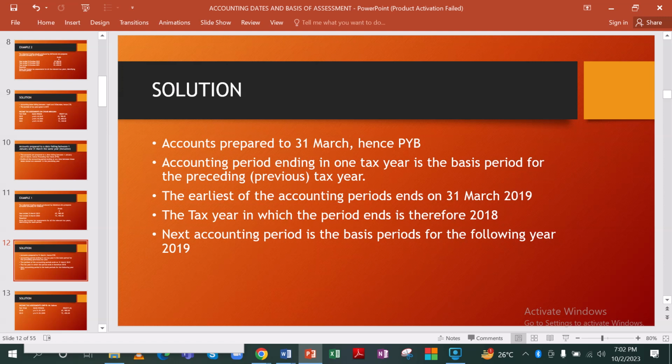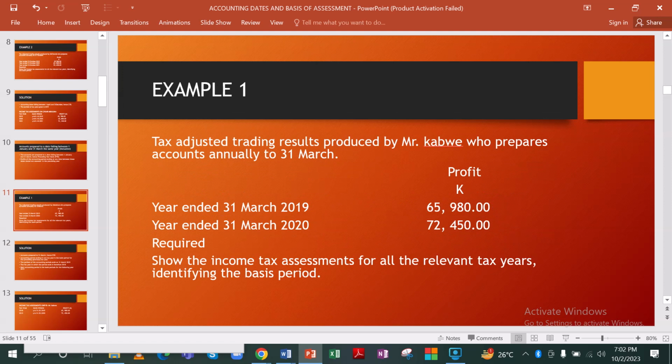Second point, accounting period ending in one tax year is a basis period for the preceding tax year. Okay, so like if it ends in 2020, then 2019 will be the one that is going to be used. Okay, that's what this point is talking about. The earliest of the accounting periods ends on 31st March 2019. According to this question, that's the earliest period of account. We have 31st March 2019.